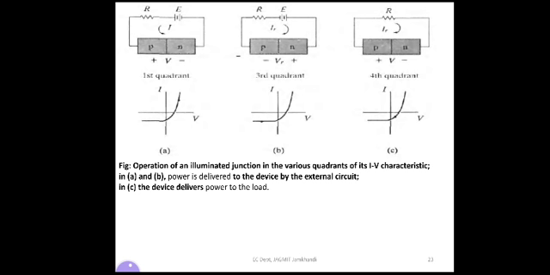But observe figure C, in which the PN junction is connected to a resistor. P and N are connected to the resistor. So here the device delivers power to the load. So if power is extracted from the device, the fourth quadrant is used. On the other hand, in applications as a photodetector, we usually reverse bias the junction and operate in the third quadrant.